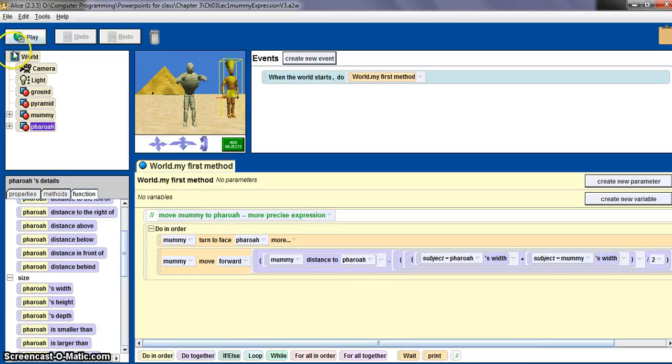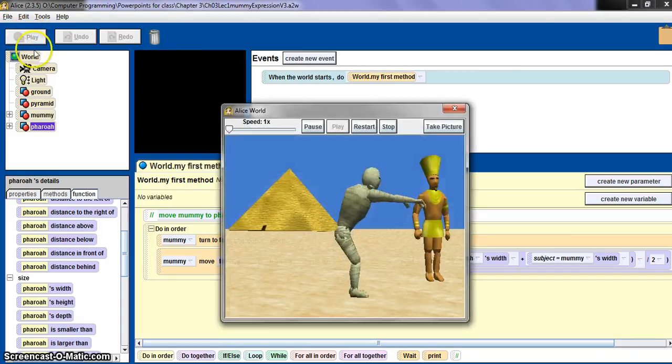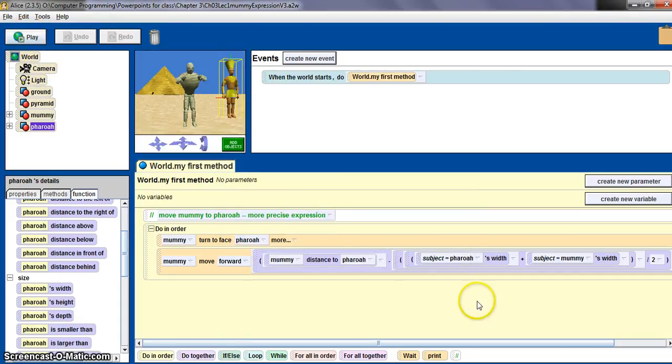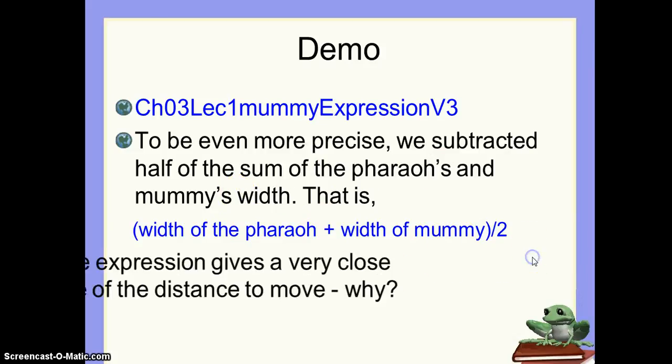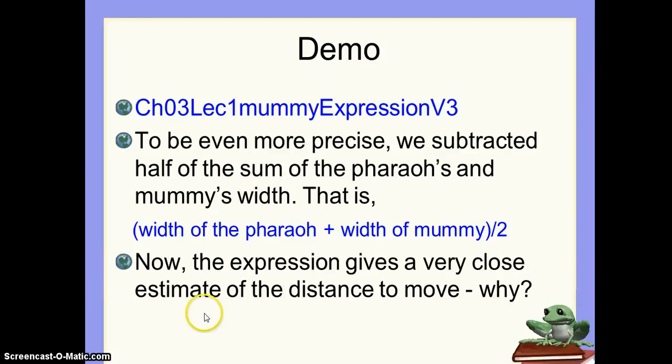And one more time, let's admire it in its beauty. It turns and it goes to just the right place. Who knew it was so complicated to have it go just from one spot to another? So to be even more precise, like we said, we subtracted half of the sum of those two widths, okay? And it gives us a very close estimate of the distance to move.